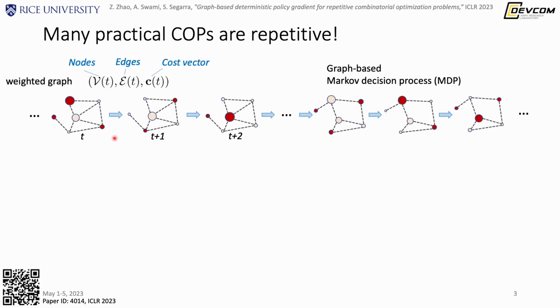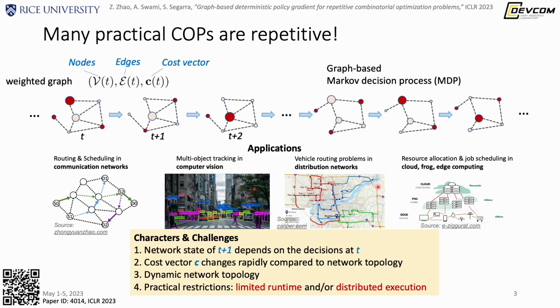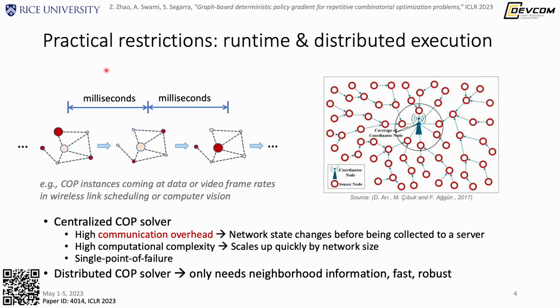While solving one problem is NP-hard, in practice we often have to solve one instance at every time step. This type of problem appears in many applications such as communication networks, computer vision, distribution networks, cloud computing, and so on. The common truth is that the network state of tomorrow depends on the decision made today. The cost vector changes rapidly compared to the topology, and our solution needs to adapt to changing topology and is subject to practical restrictions. In fact, our options are really limited by the practical restrictions.